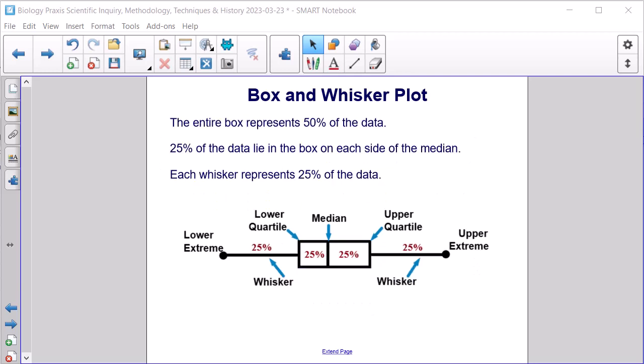The entire box here represents 50% of the data. 25% of the data lie in the box on each side of the median. Each whisker represents 25% of the data.